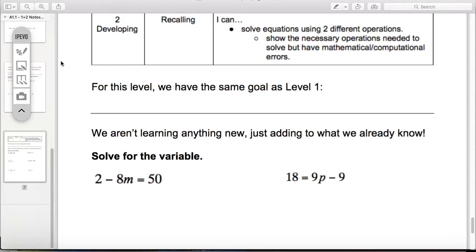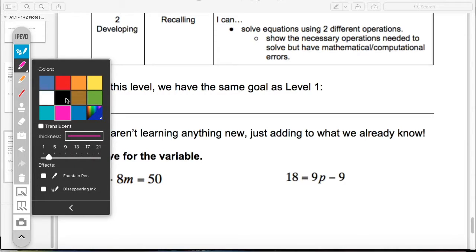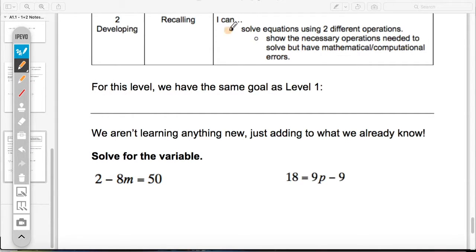So for level 2, not too much different from level 1. So you will be able to solve equations using two different operations. So level 1 of the standard, we only needed one operation. For this level of the standard, we need to use two. So let's take a look at a couple examples.